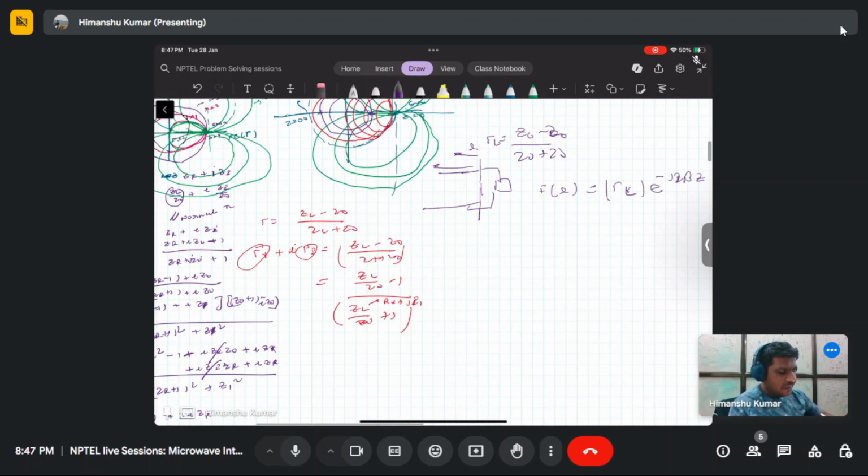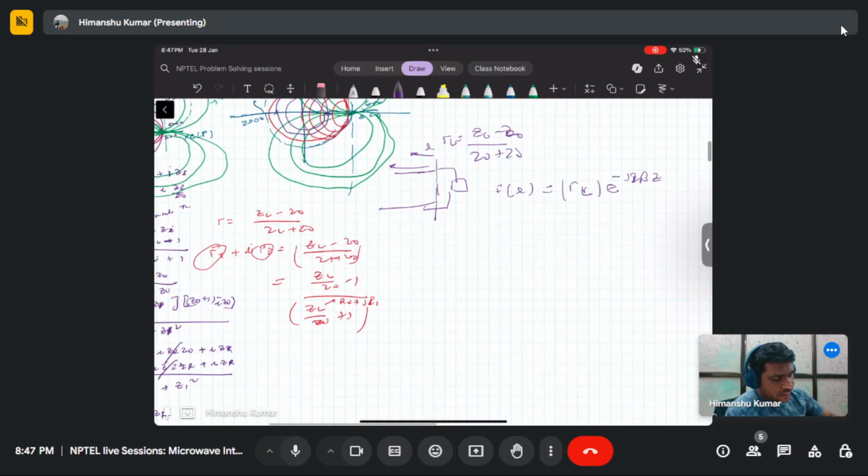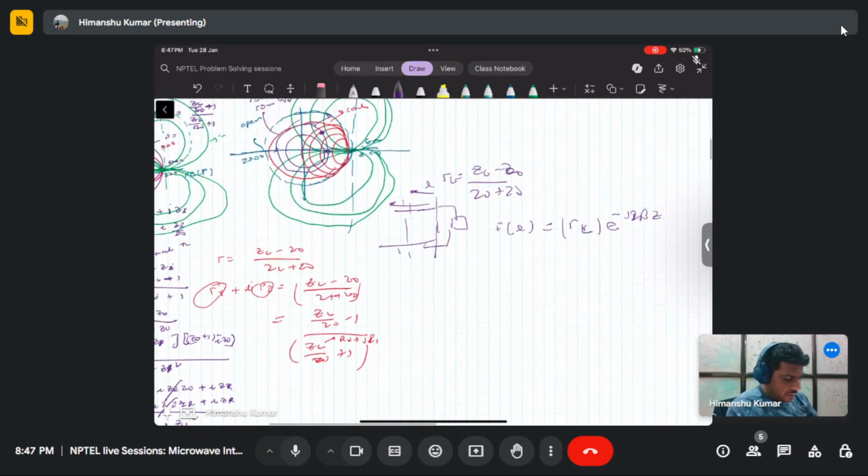As you can see, the complex reflection coefficient is changing as you move along this line from the load. But the magnitude is the same. The magnitude of the reflection coefficient is the same. So that is the constant reflection coefficient circle, which is this. Just hold a minute.